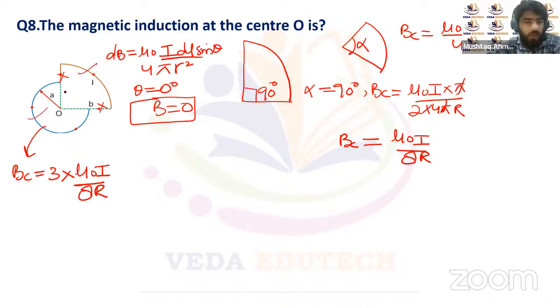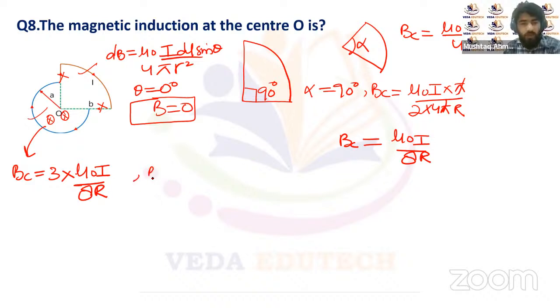Now calculating the direction. You can see the direction because of both arcs is downward, or we can say into the plane of this paper, perpendicular to the plane. So this will be the net direction of the magnetic field. If we use the right hand thumb rule, we get the direction of the magnetic field into the plane of this paper at this point O. It means that both the magnetic fields will be along the same direction.